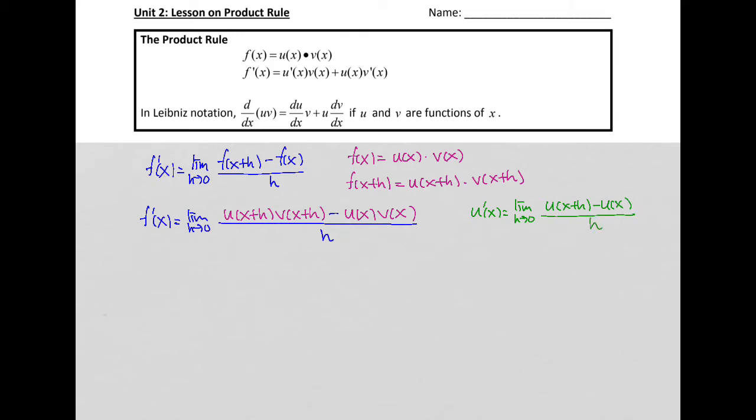Now, let's modify our equation. f prime x equals the limit as h approaches 0. We copy down what we had previously, and we have to subtract u(x plus h) v(x). In order to balance the equation, we have to add the same term back. So we are adding a 0. That means we are not changing the equation. And over h.